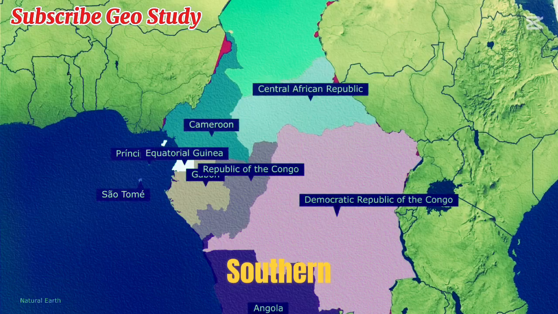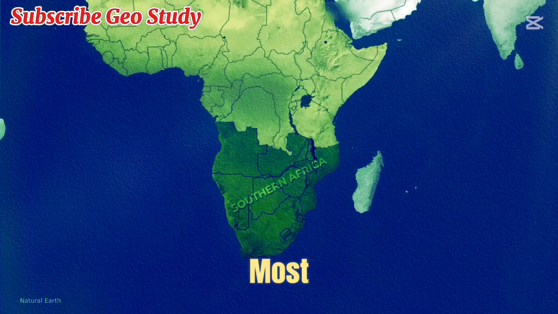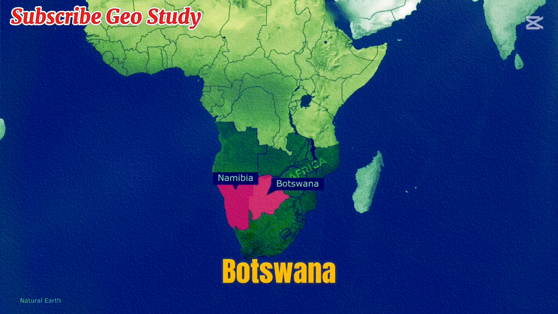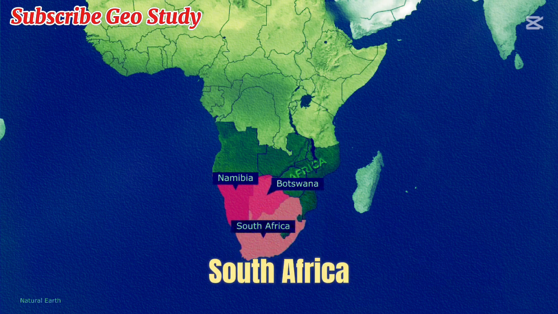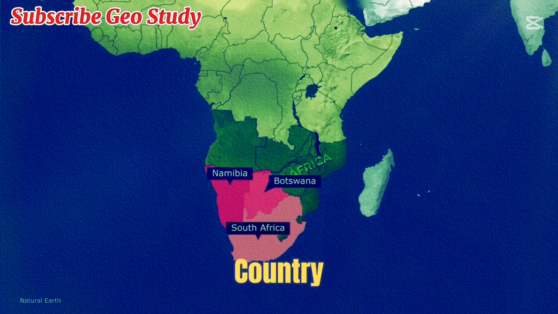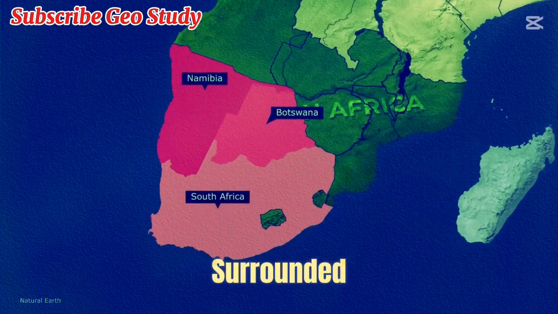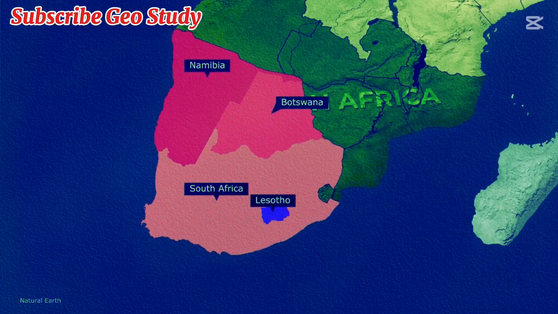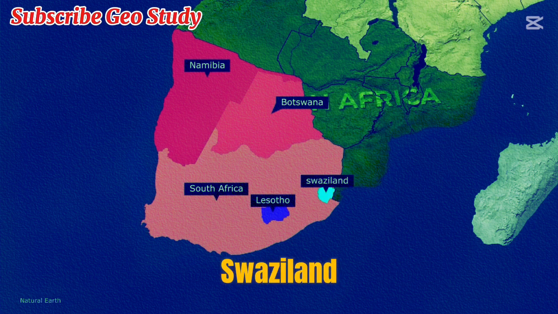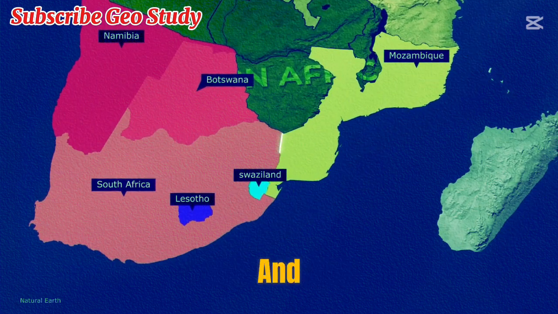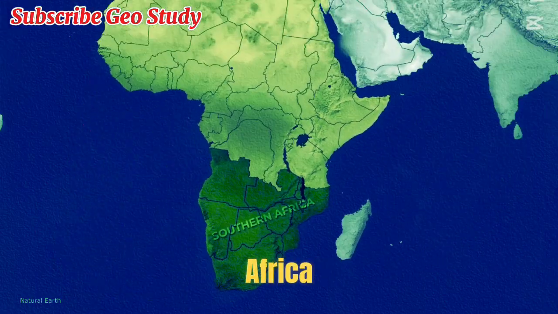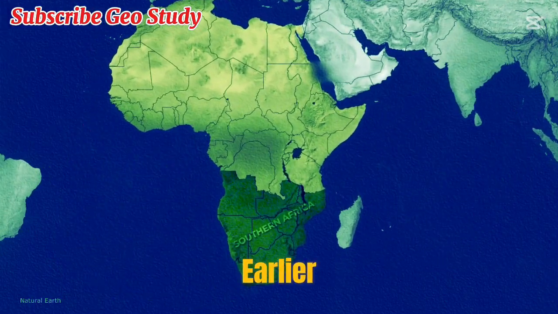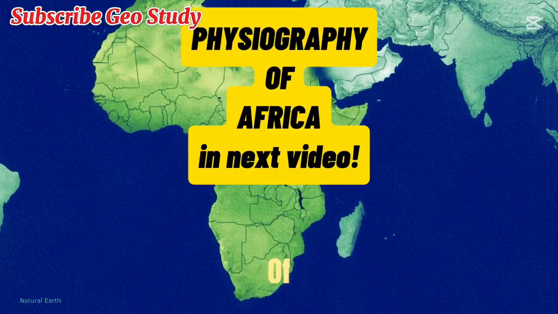5. Southern Africa. This is the southernmost region of the continent. Countries include Namibia, Botswana, South Africa. Within South Africa lies a landlocked country, Lesotho, completely surrounded by South African territory. Another landlocked country in this region is Eswatini, Swaziland, located between Mozambique and South Africa. So that covers the regional classification of Africa. As we discussed earlier, Africa can also be divided on the basis of its physiography.